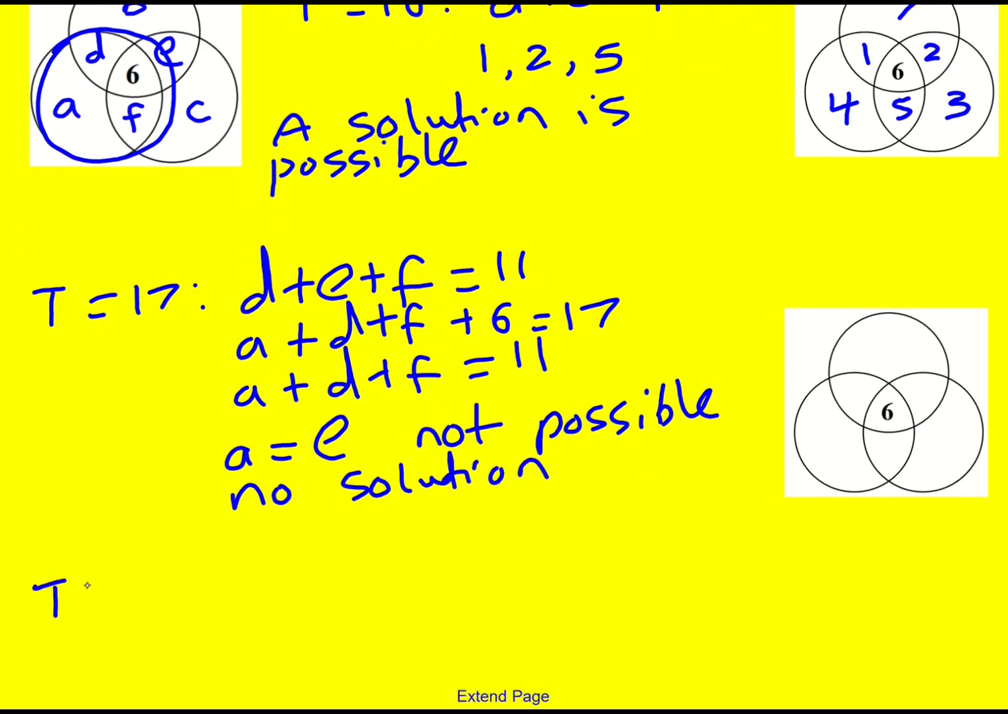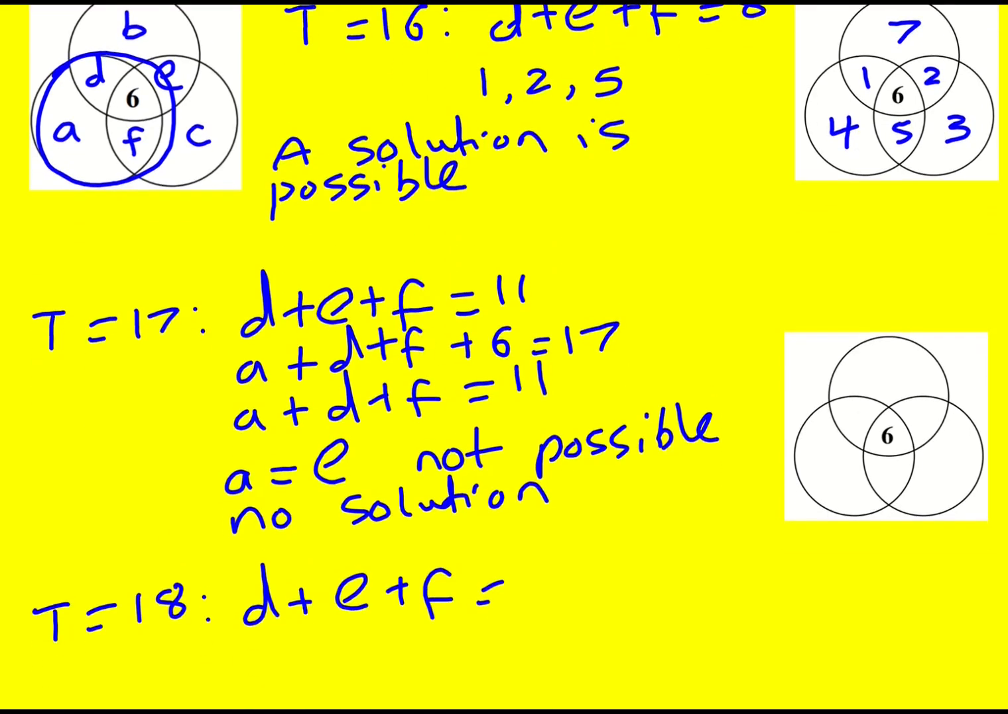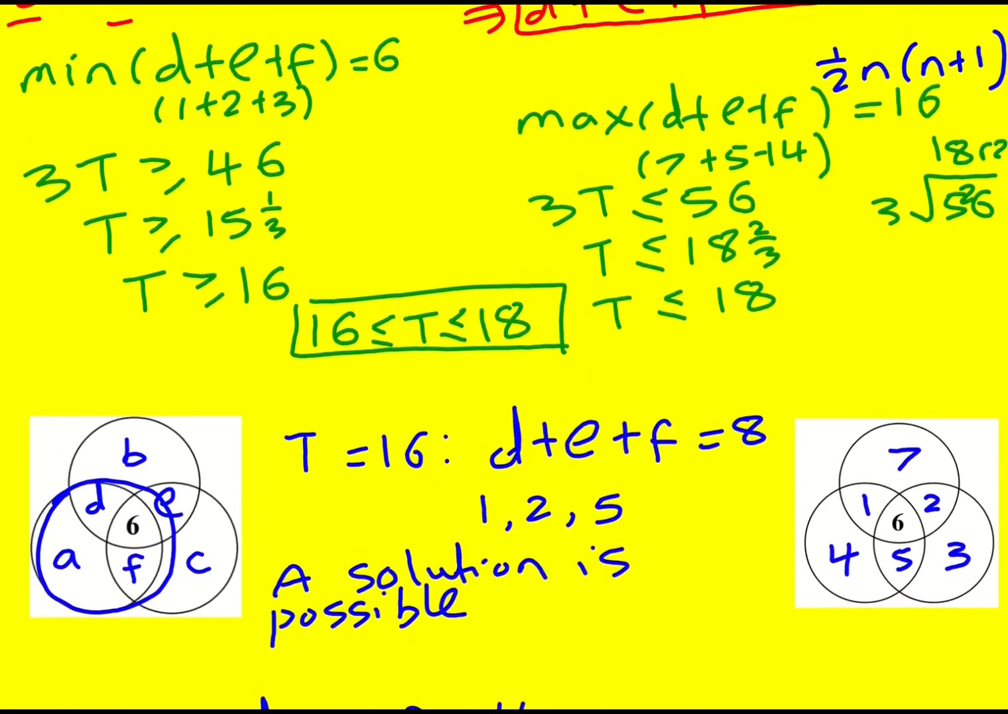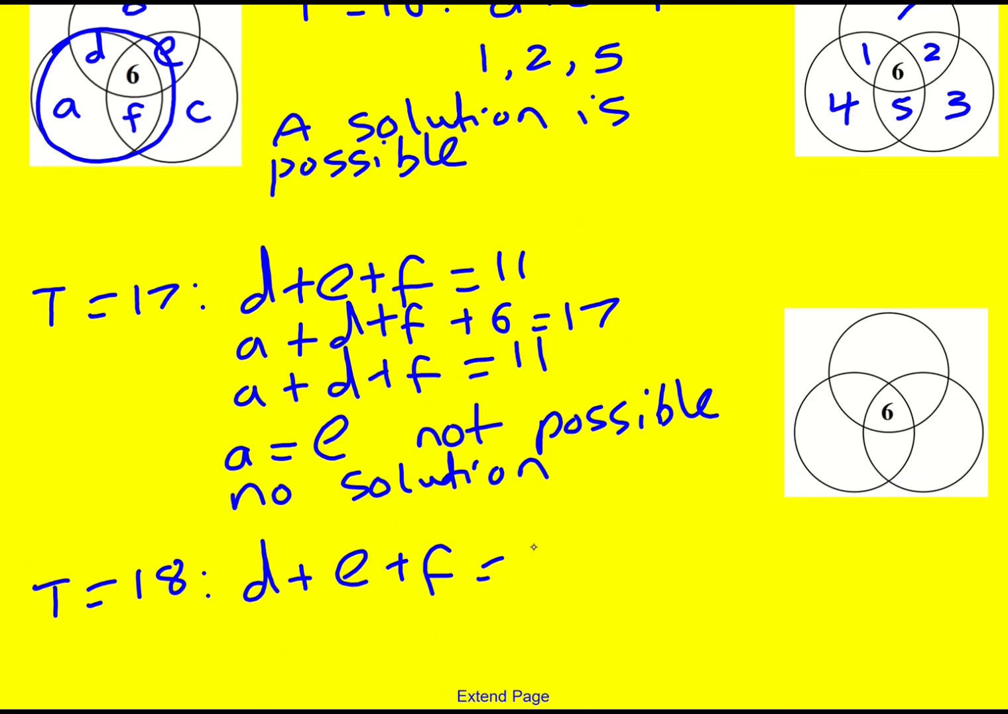That leaves us with t equals 18. So now d plus e plus f is going to be, I think I just have to add an extra 3 on to get 14. Let's just double check. So I'm going to have 54 here, minus 40, yeah, 14.